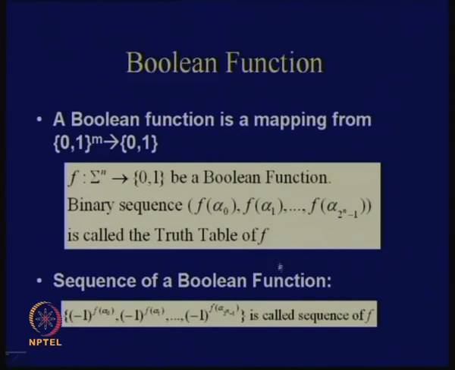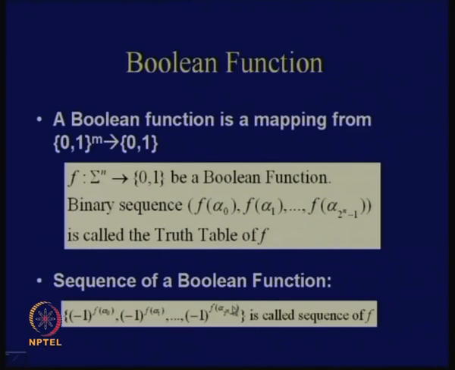There is another closely associated term, which is called the sequence of a Boolean function. So what is a sequence? The sequence is quite simple, similar to a truth table, only each element is represented by -1 to the power of that particular element: -1 to the power of f(alpha 0), -1 to the power of f(alpha 1), and so on till -1 to the power of f(alpha 2^n - 1).